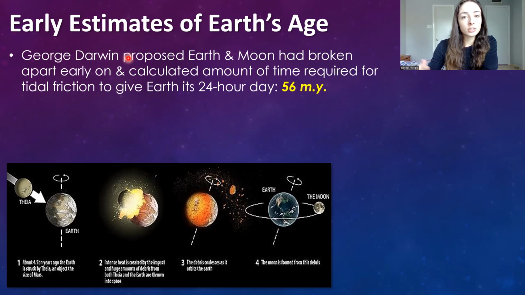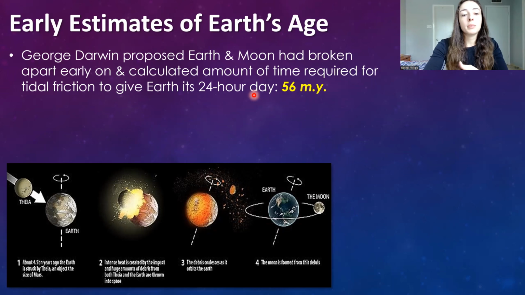George Darwin, Charles Darwin's son, also made a stab at an age estimate for Earth. He proposed that the Earth and Moon broke apart early on when they were both molten and calculated the amount of time required for tidal friction to give Earth its current 24-hour day. Now, just a little background here.